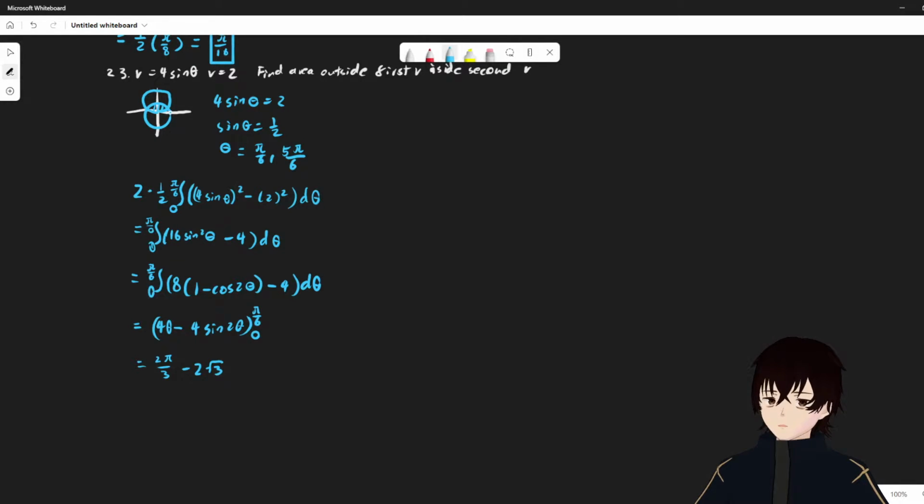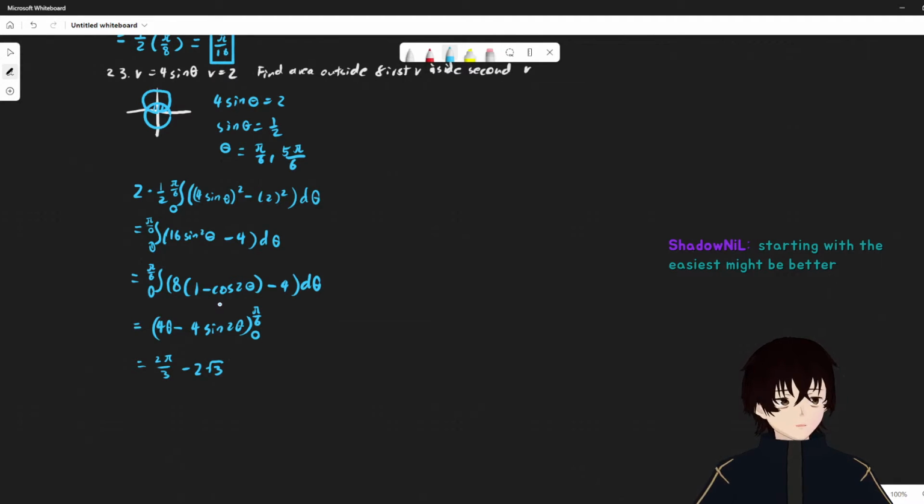From 0 to pi over 6. 4 squared, 16 sine squared. Divide that by 2. Starting with the easiest. Can't really tell which problem's easier or harder than another. You really don't know until you start taking it apart.